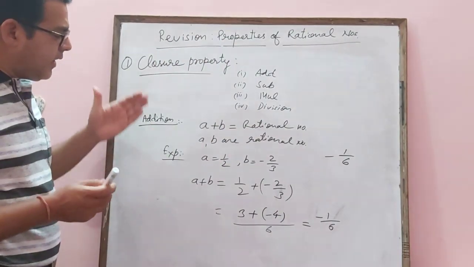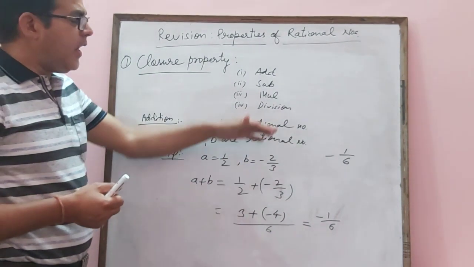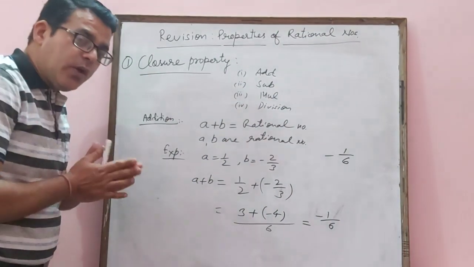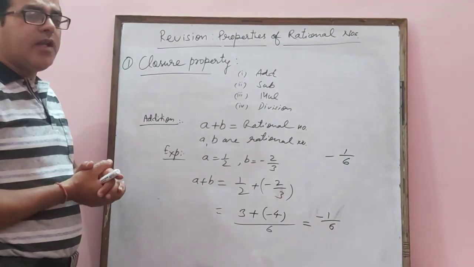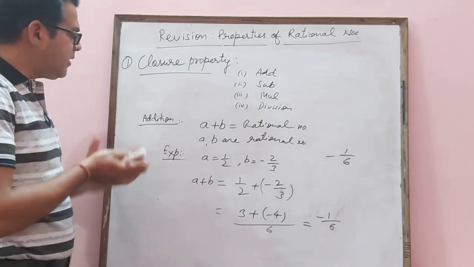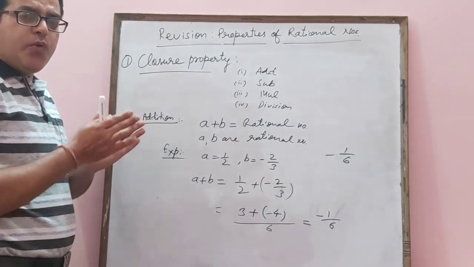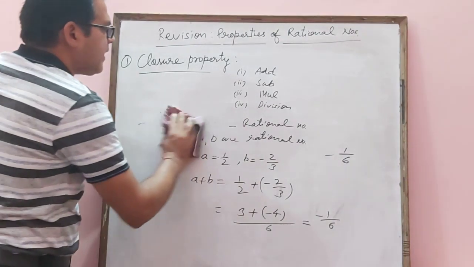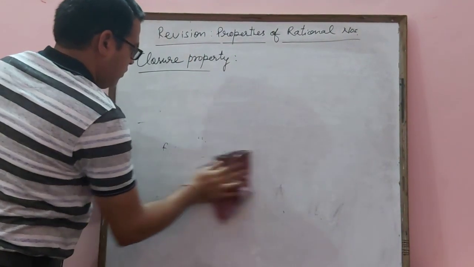Now, you can see clearly, 1 by 2 is a rational number, minus 2 by 3 is also a rational number, and their sum, that is minus 1 by 6, is also a rational number. So, we can say that addition of rational numbers is a closed operation. It means it satisfies the property of closure. After adding them, we are getting another rational number. Hope you understand, guys. Now we will check this property for subtraction also.